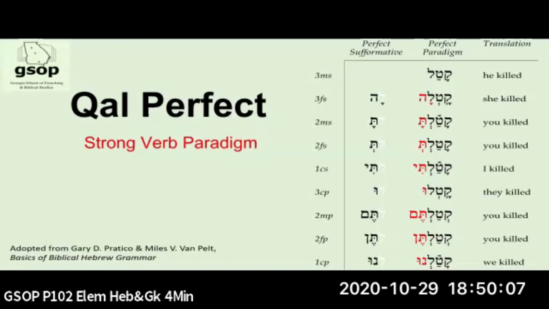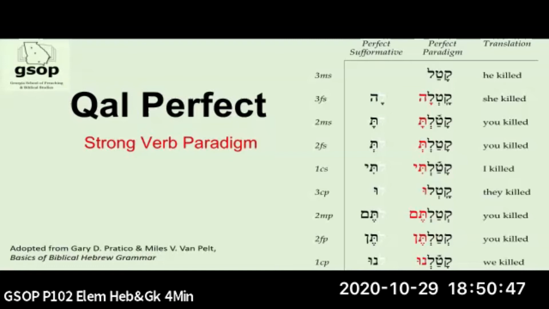And then you have "they killed" for third common plural, katlu. And then you have second masculine plural, and this would be a vocal shva under the kof, so that's katal-tem, and then "you killed" second feminine plural, katal-ten, and then first common plural, katal-nu. You see, my Hebrew is not as good as my Greek, but I need more practice, as we all do. That makes sense.